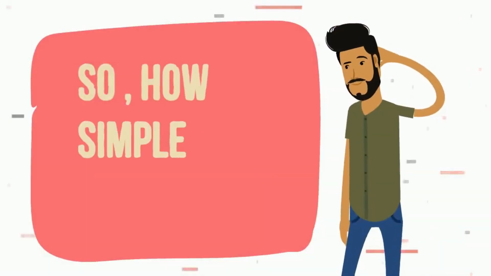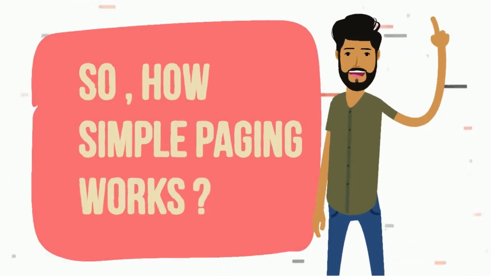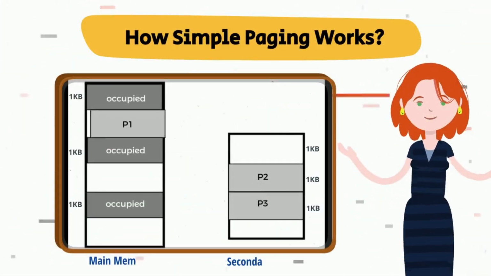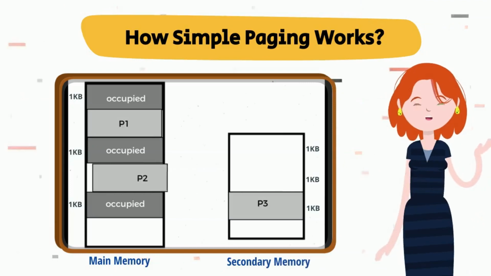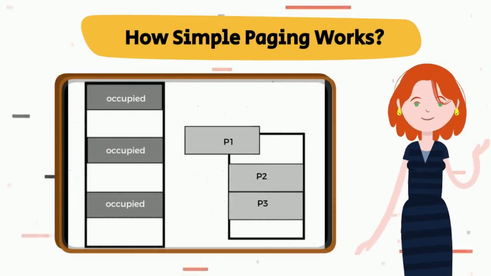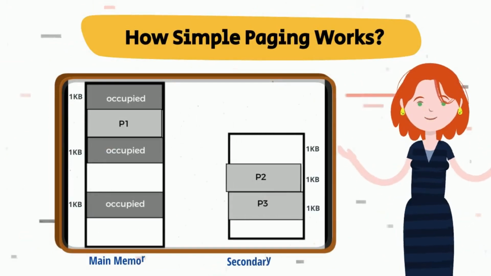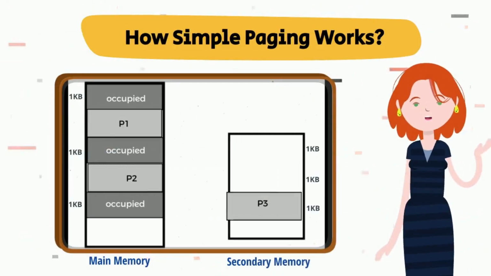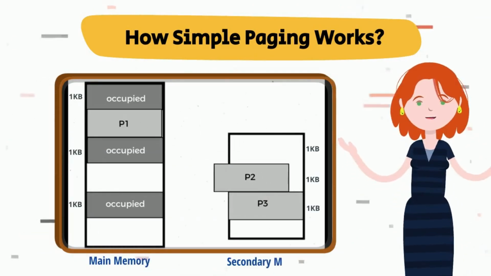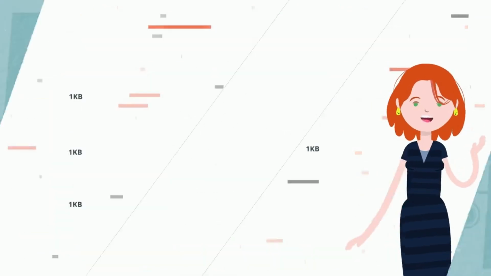So, how does simple paging work? Let me show an example of how simple paging works. Firstly, we will load the P1 partition into the main memory. The position will not look like the secondary memory. This is because in the main memory we have space occupied by other processes like P2 and P3. We will load it into the main memory.